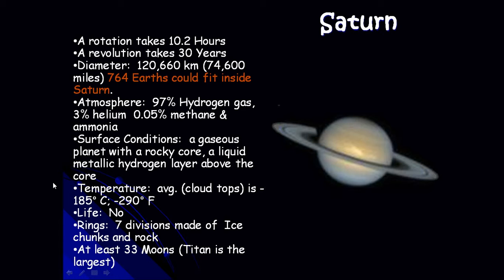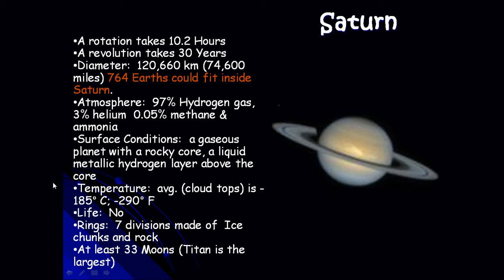The atmosphere contains mostly hydrogen gas, which is 97%, and 3% helium. And there's about 0.05% methane and ammonia. The surface conditions obviously suggest that it is very gaseous. It does actually feature a rocky core, with a liquid metallic hydrogen layer above that core. The average temperature on the cloud tops is 185 degrees Celsius.